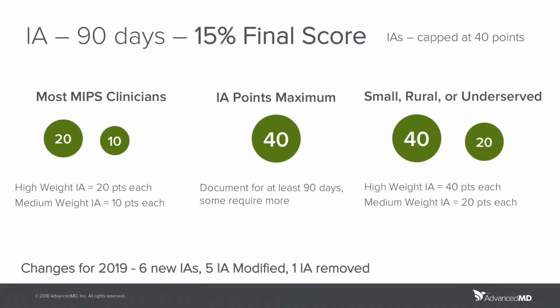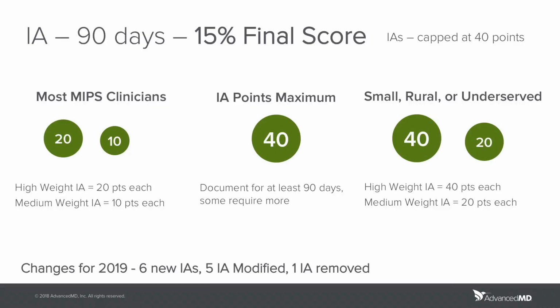So we've got 2 different kinds of improvement activities that CMS lets you choose. There are high weight activities, those are worth 20 points each. There are medium weight activities, and those are 10 points each. And for the improvement activities category, you want to get 40 points. If you get 40 points, then you'll get the full 15% on your final score. For small, rural, or underserved, so remember small is 15 or fewer clinicians, you get to double your points. Woohoo! So you choose one high weight, it gives you 40 points, and you are done.